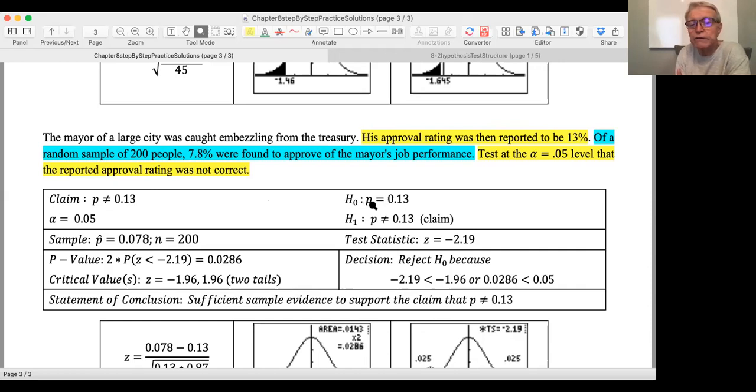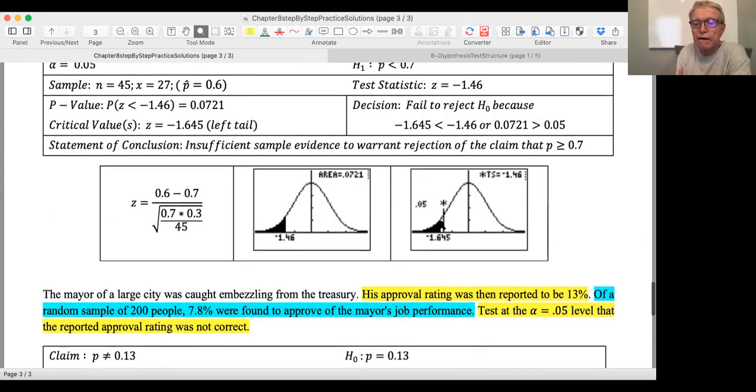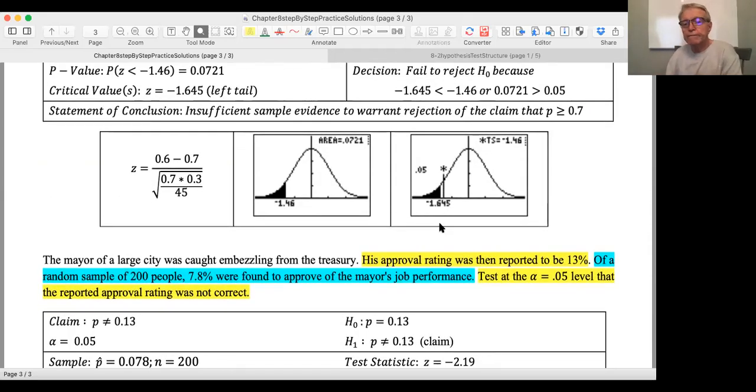So H0 is going to have the same parameter P, same value 0.13, but it is always going to be equal, so we put equals here. And the alternate hypothesis, since the original claim did not have an equals part, is going to be the same as the claim. Same parameter, same value, same relationship. And again, it is the claim in this case. Okay, so we're going to continue on with these problems as we go through the remaining steps here. So this is practice for step 1.